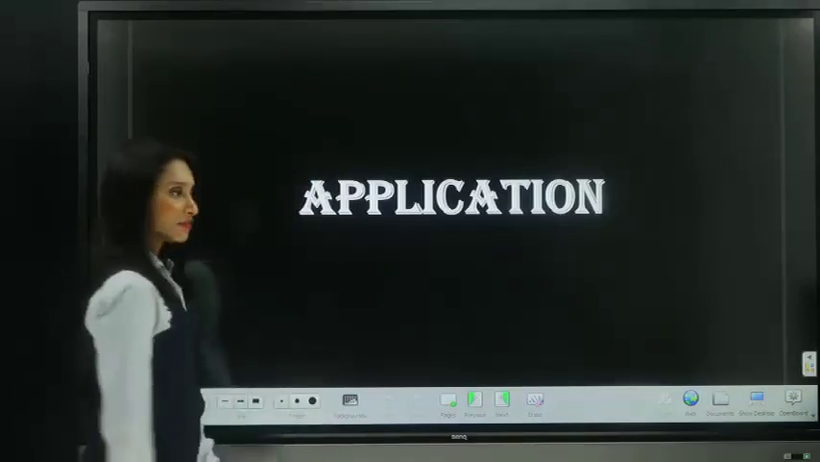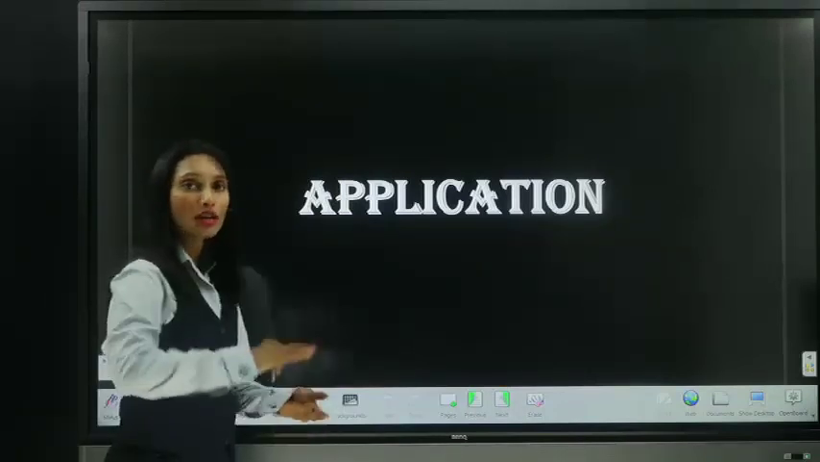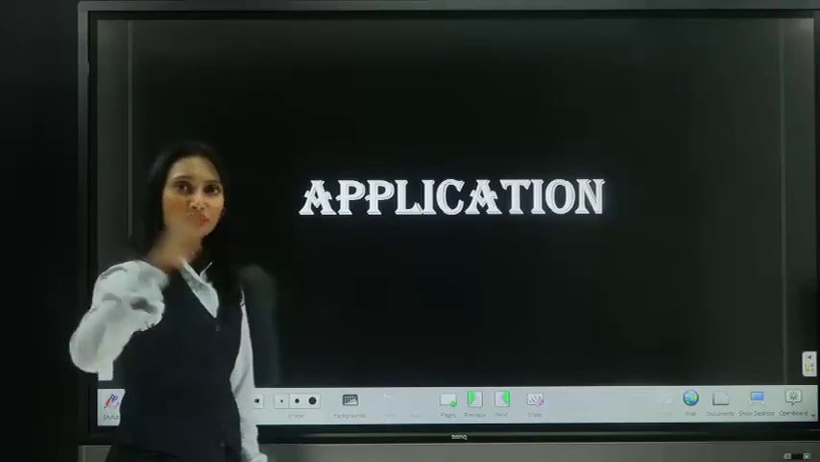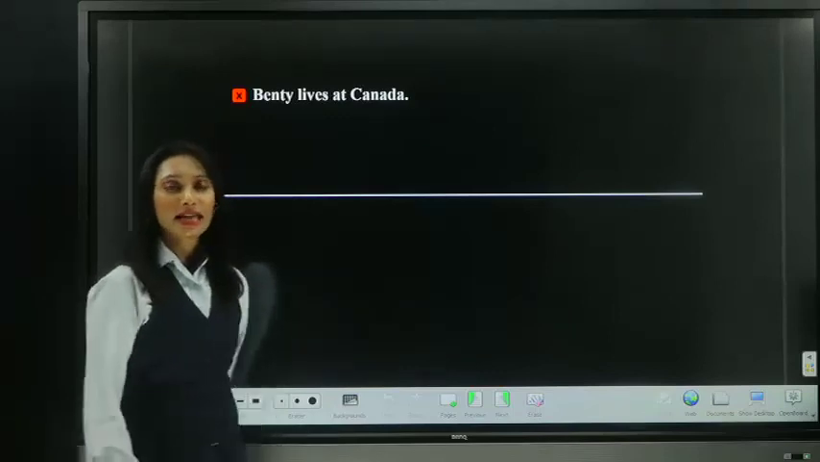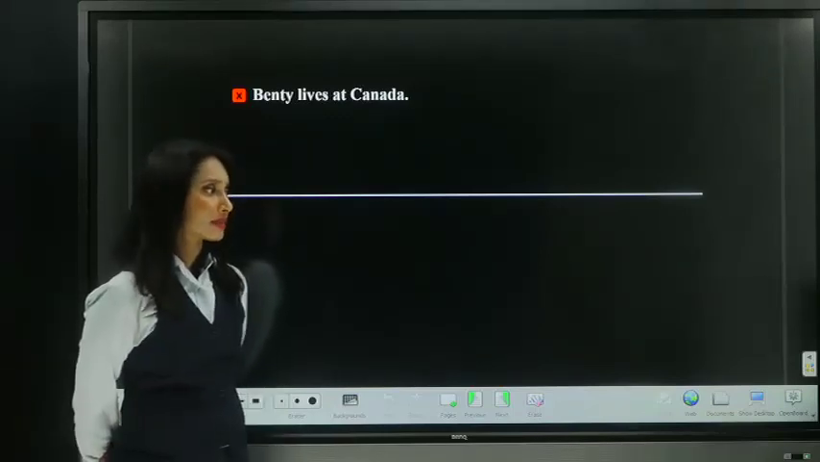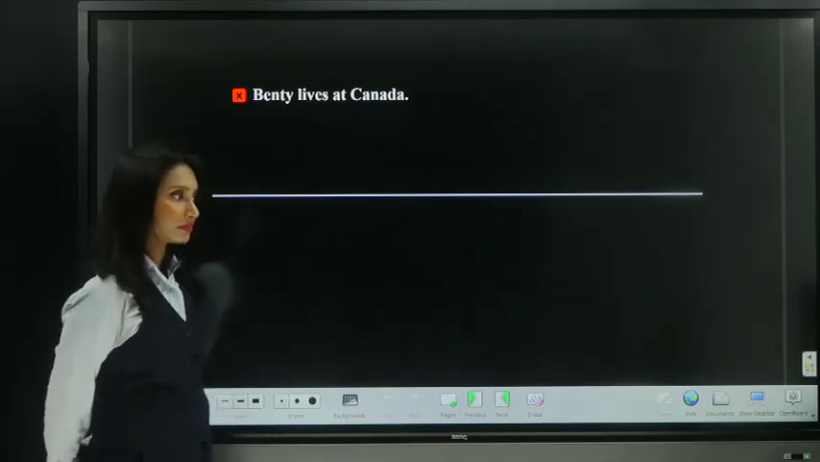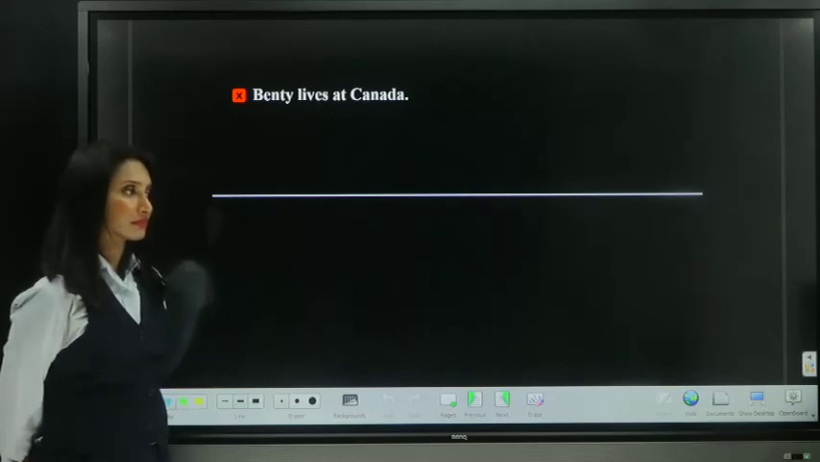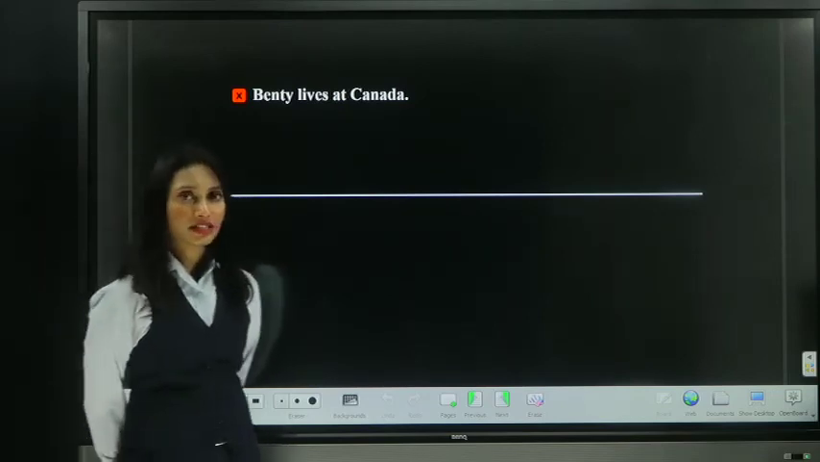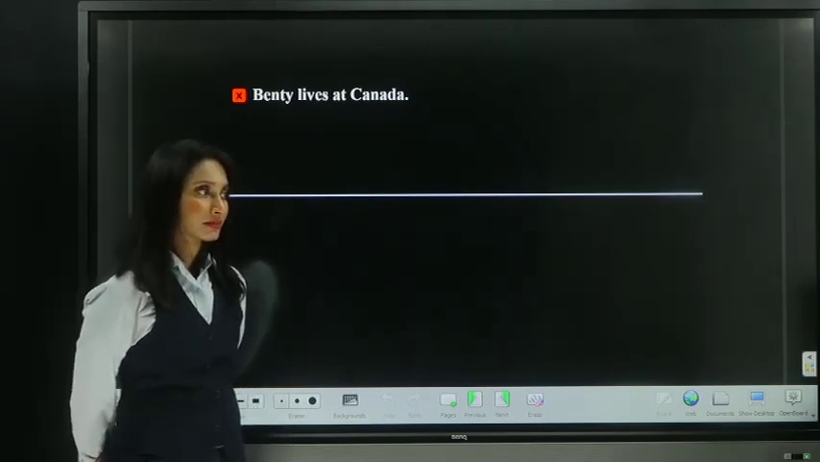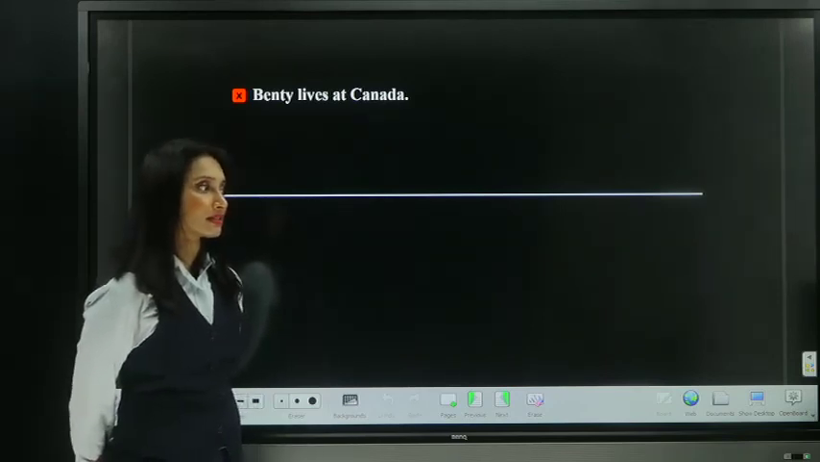Application. So let's see the first sentence in application. I'm starting this application from the lower level to the highest level. That means from easiest to the toughest. Now let's begin the first sentence. Bente lives at Canada. What is the correct one? What is the error in the sentence and what is the correct part?